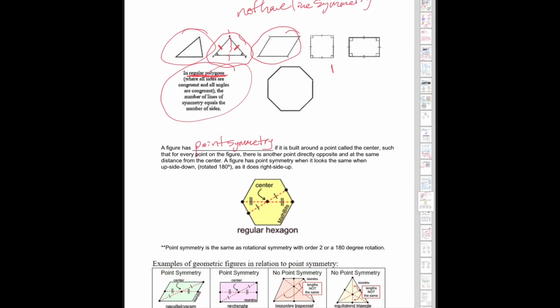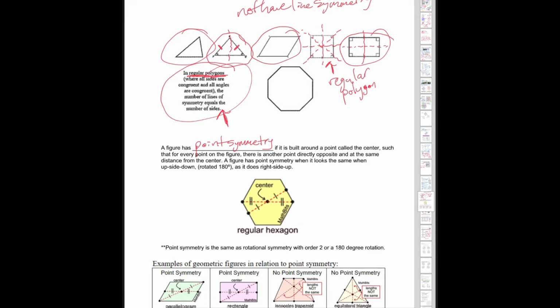But how about a square? A square is a regular polygon. So let's take a look. Based off of this piece of information here about regular polygons having the same lines of symmetry as the amount of sides they have, here's 1, 2, 3, 4 lines of symmetry. So that coincides with that. Here's a rectangle. A rectangle is not a regular polygon.